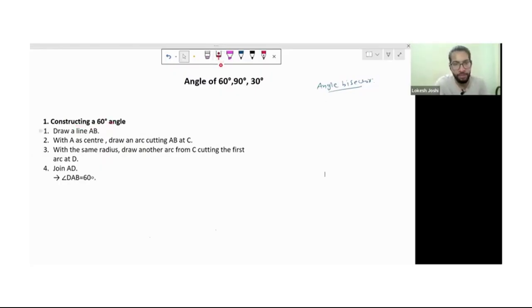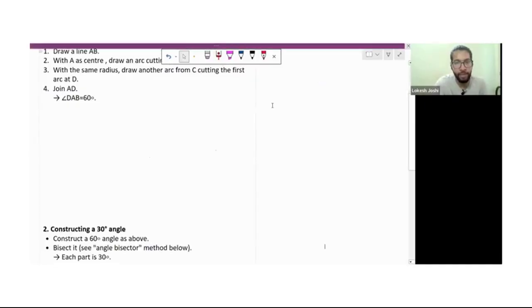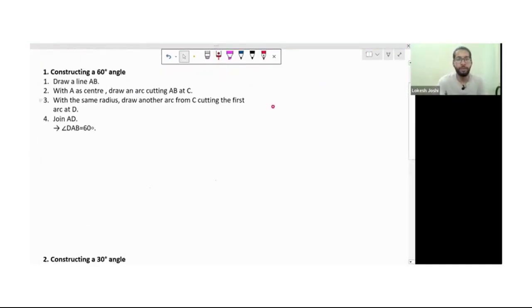There are steps written, you have to follow them, and I am also doing these points so that we will draw the angle of 60 degree. First of all, it's written to draw a line AB. Okay, so let me draw. Suppose this line is AB.